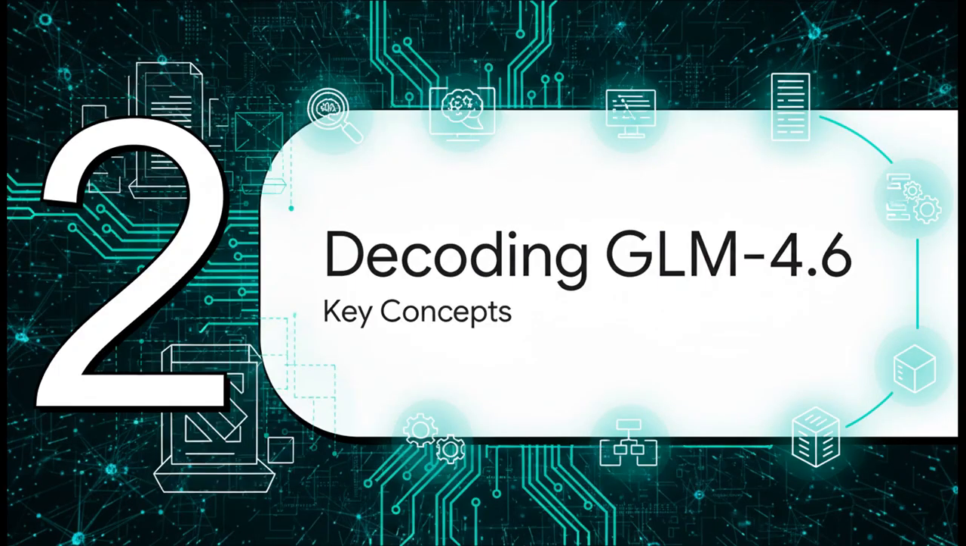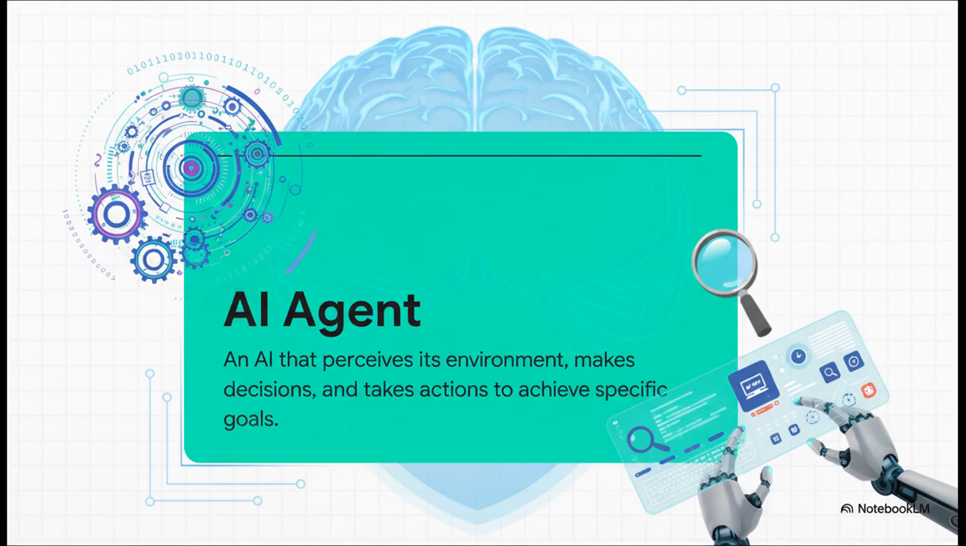Okay, so we're throwing this word agent around, but what does that really mean under the hood? Let's decode what makes this whole thing tick. At its core, an AI agent is a system that can perceive its environment, make some decisions, and then actually take action to hit a specific goal.